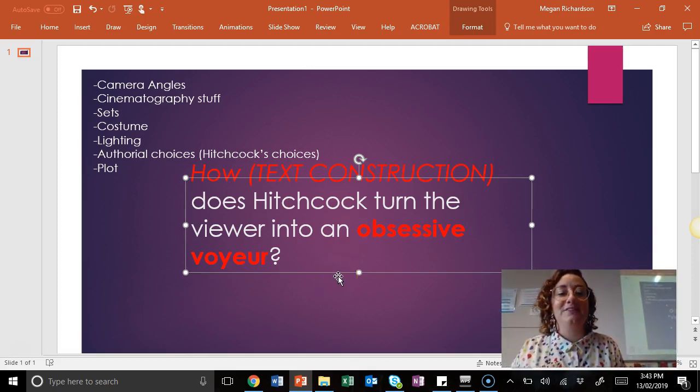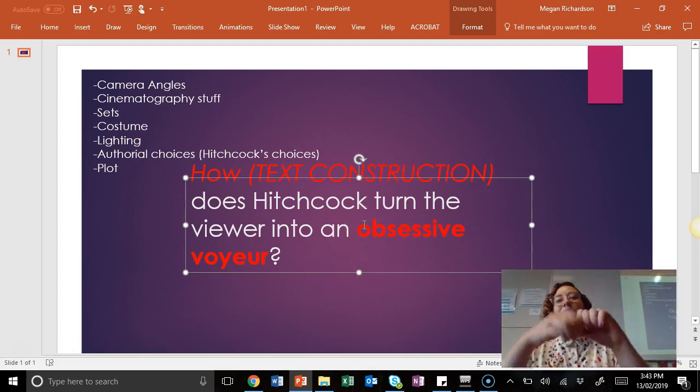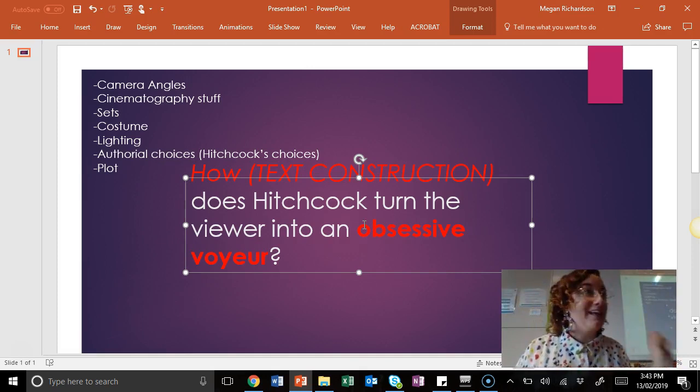All right. So how do we address that word obsessive? And do we think that Hitchcock does turn us into an obsessive voyeur? Does he turn the viewer into an obsessive voyeur? Are we obsessed? Yeah, I think you could argue either way. So, for instance, I was talking with Miss Smith, and the one way that we decided to do it was to say he does encourage us to be a voyeur, but he discourages us from becoming obsessed.